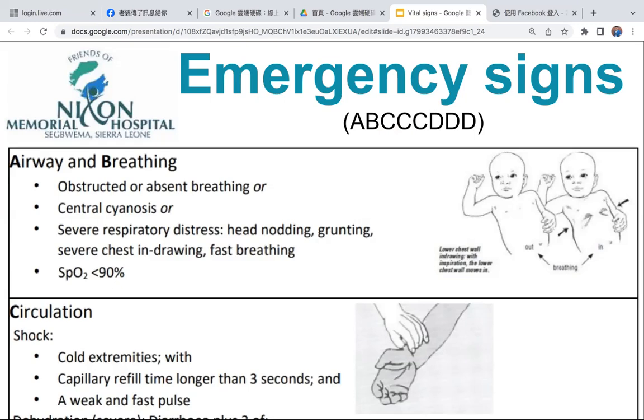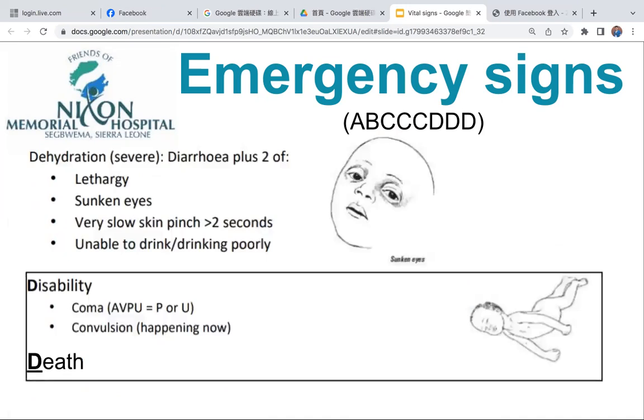And then C, circulation, stands for shock. C is circulation: cold extremities, with prolonged capillary refill time, and also a fast pulse. For the DDD, the first D is dehydration, severe dehydration in diarrhea. Severe dehydration stands for diarrhea plus two of the following. The first one is lethargy, the second is sunken eyes, the third is very slow skin pinch, more than 2 seconds, and then unable to drink or drinking poorly.